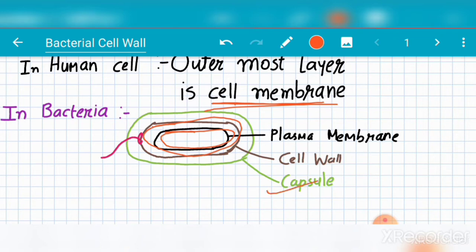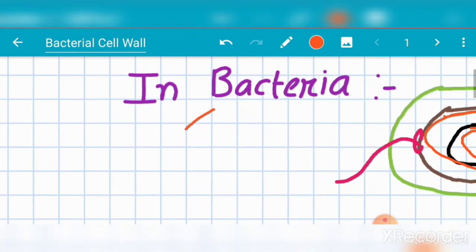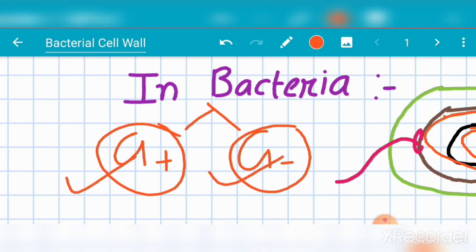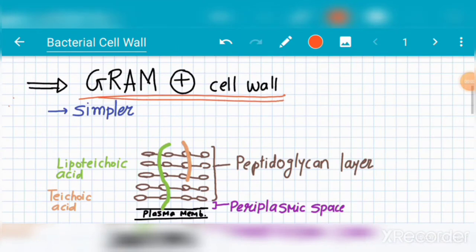We can classify the bacteria on the basis of gram staining into gram positive bacteria, which are stained by gram staining, and gram negative bacteria, which cannot be stained by gram staining. Both classes of bacteria have major differences in the cell wall structure. So first of all, let's study the structure of the gram positive cell wall. The gram positive bacterial cell wall is much simpler in comparison to the gram negative cell wall.